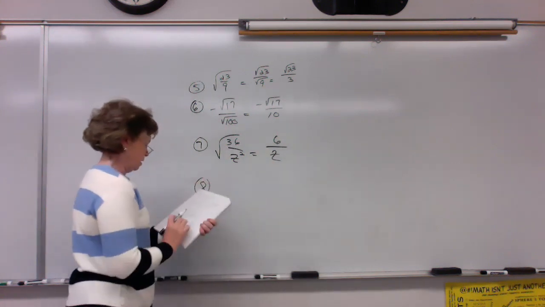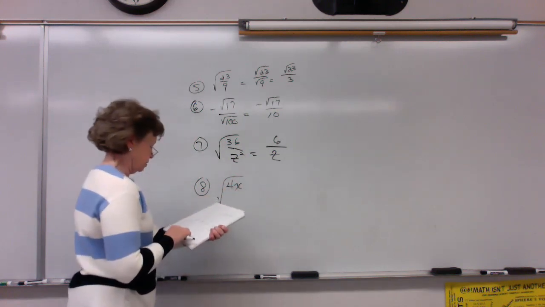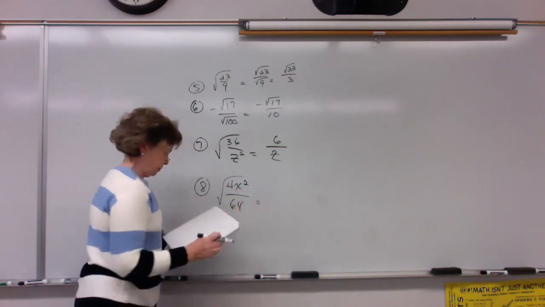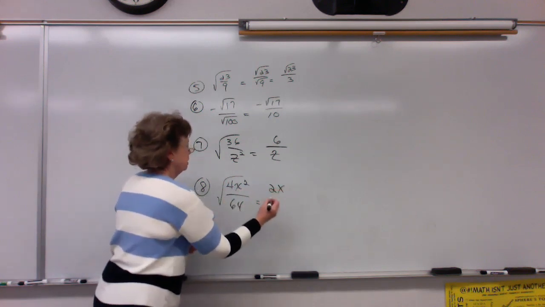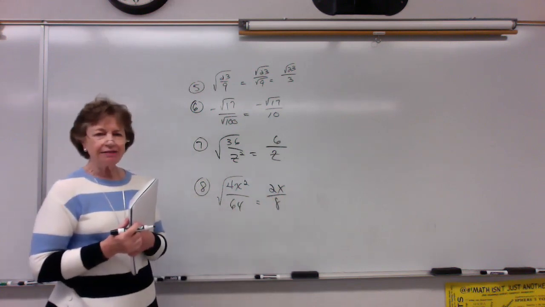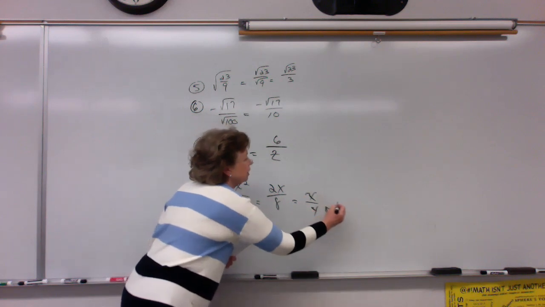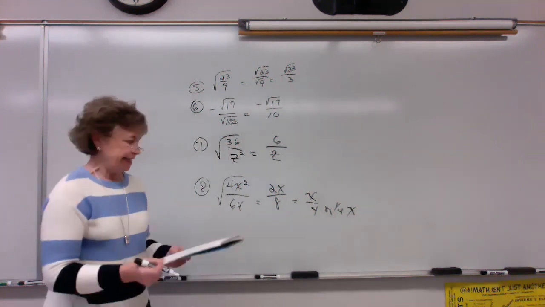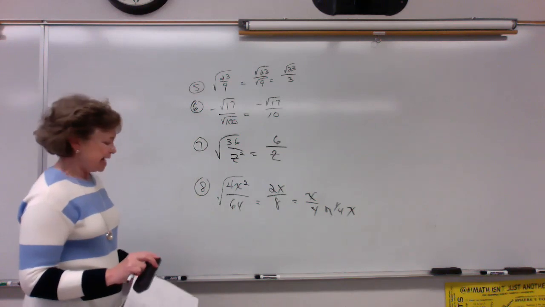And number 8 was the square root of 4x squared over 64. Well, that's pretty keen. Square root of 4x squared is just 2x, and the square root of 64 is 8. Remember, it's a fraction, so you want to reduce, and you'll end up with x over 4, or you could write that as 1/4 x, whichever is the easiest to work with. So that was 5, 6, 7, and 8.